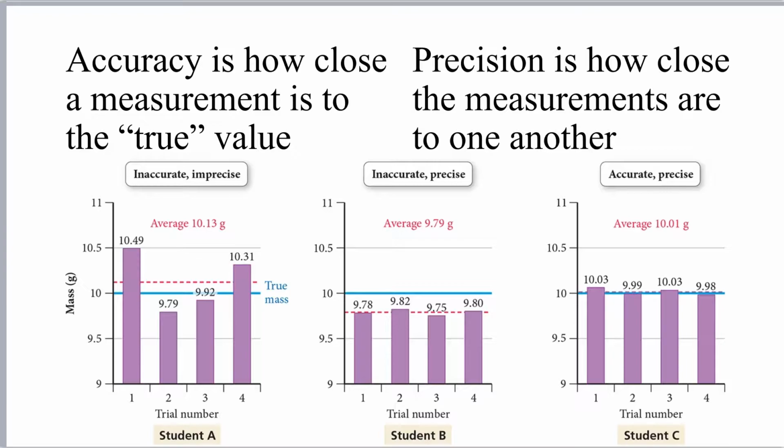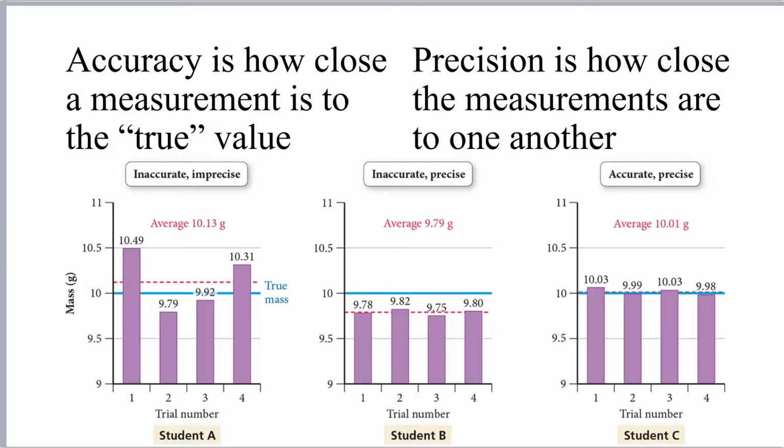So we can also speak about the precision. The 4 masses are quite far apart. There's quite a big spread from a high of 10.49 to a low of 9.79. So that's over half a gram spread there, right? That's 7/10 of a gram. So we're going to say that's not very precise as well.